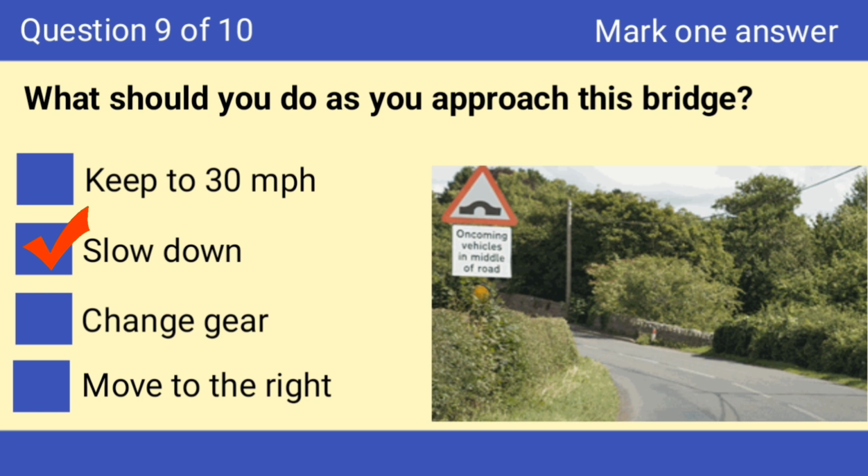Explanation. You should slow down and be cautious. Hump bridges are often narrow, and there may not be enough room for you to pass an oncoming vehicle at this point. Also, there's no footpath, so be aware of pedestrians in the road.